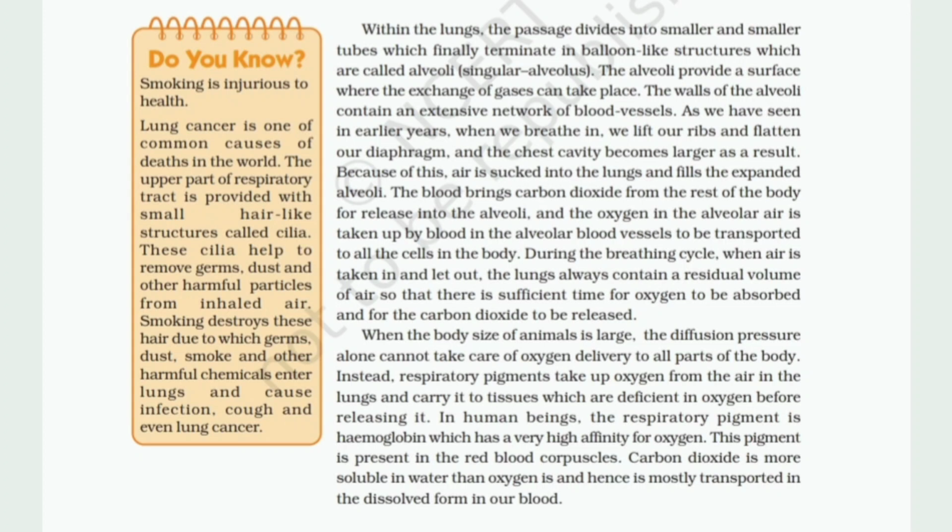When the body size of animals is large, the diffusion pressure alone cannot take care of oxygen delivery to all parts of the body. Instead, respiratory pigments take up oxygen from the air in the lungs and carry it to tissues which are deficient in oxygen before releasing it. In human beings, the respiratory pigment is hemoglobin, which has a very high affinity for oxygen.